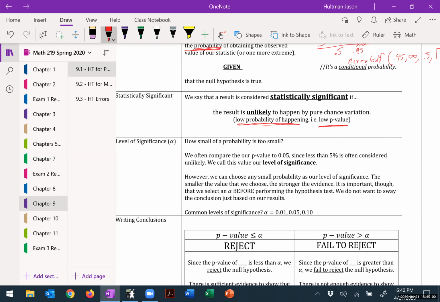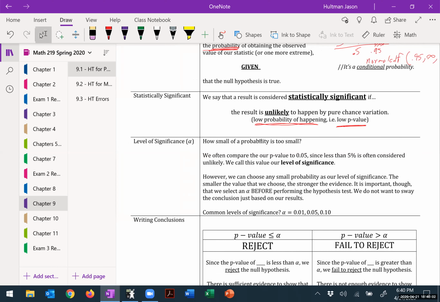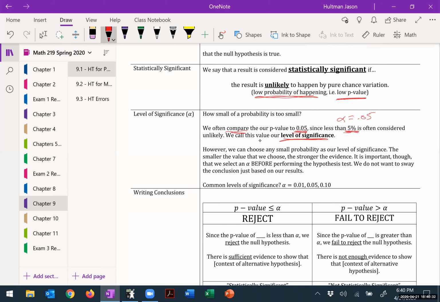rejection? We often compare our p-value to 0.05, or 5%. We call that alpha. We say alpha is equal to 0.05. Alpha is this little fish symbol, it's a Greek letter A. Alpha equals 0.05 is often considered unlikely. We call this value our level of significance. However, we can choose any small probability as our level of significance.